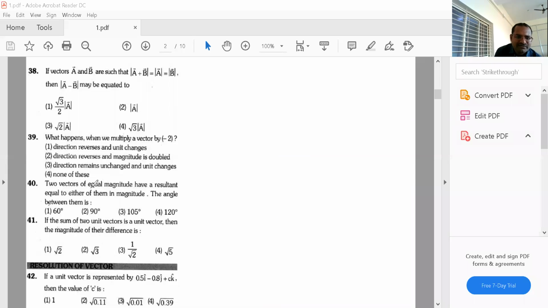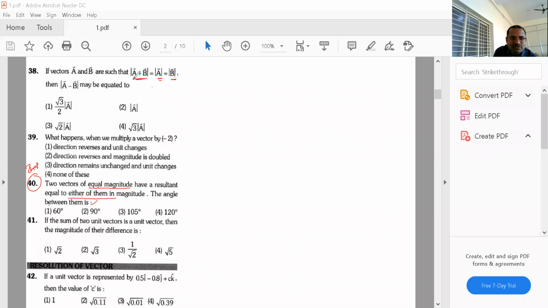Two vectors of equal magnitude have a resultant equal to either of them in magnitude, then the angle between them is what? Oral question. Two vectors are of equal magnitude. See here, two vectors are of equal magnitude. See question number 38 I am showing. Here two vectors are of equal magnitude and the resultant is equal to either of them.